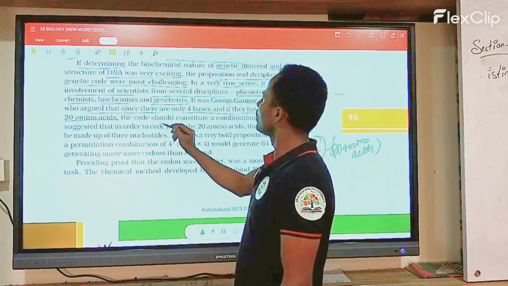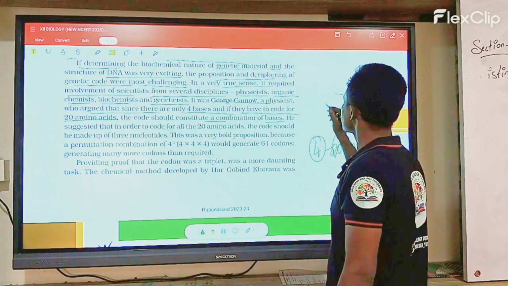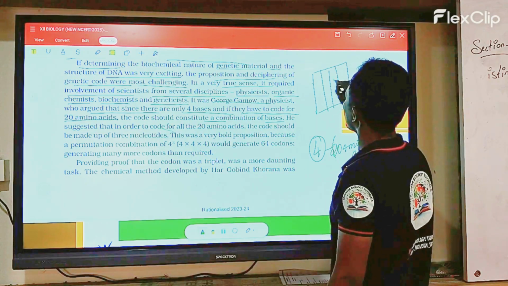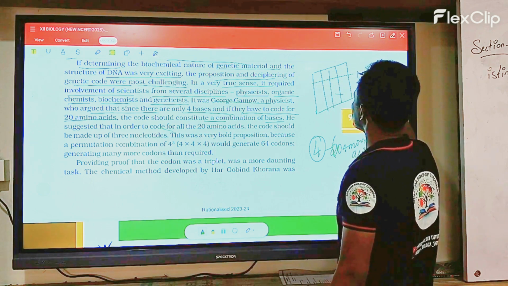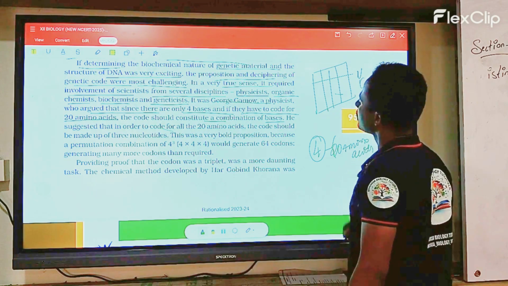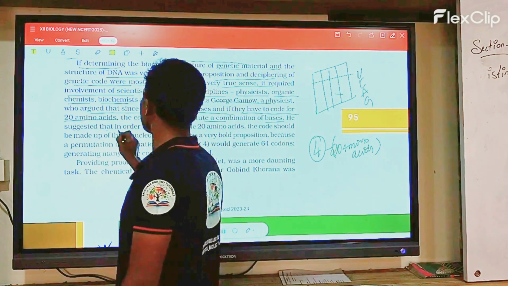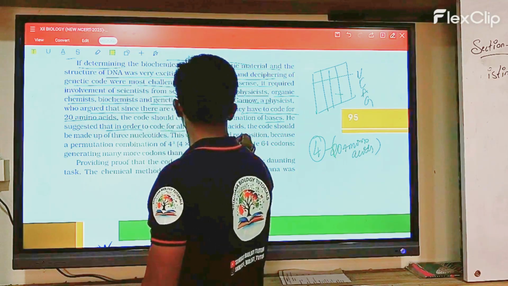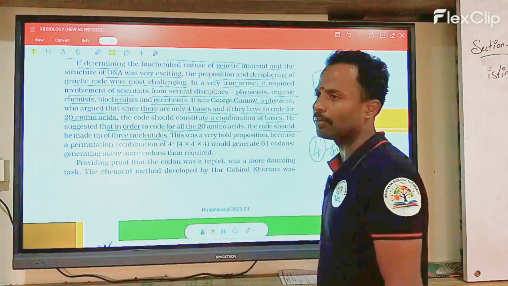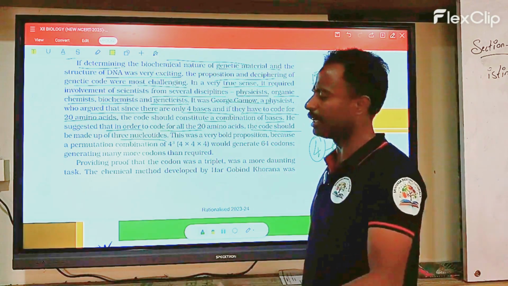Next, the code should constitute a combination of bases. For example, when you take a combination of bases like uracil, cytosine, adenine, these are the 4 bases that are formed. And he suggested that in order to code for 20 amino acids, the code should be made up of 3 nucleotides. They are made up of what? Each one has 3 nucleotides present, a codon.